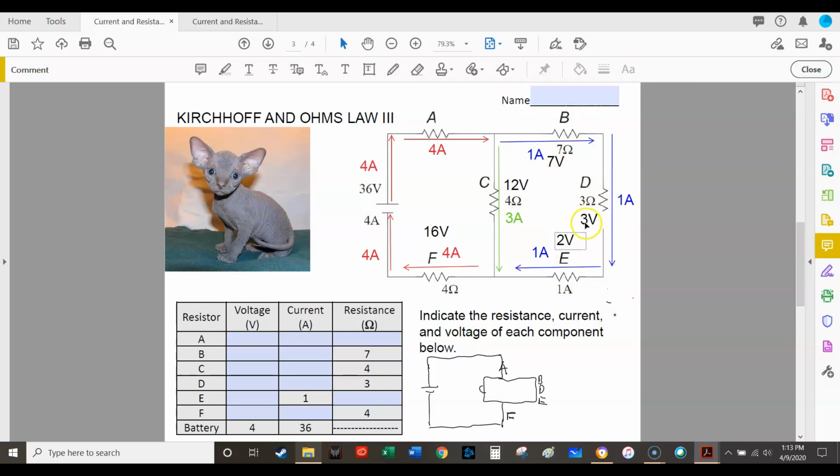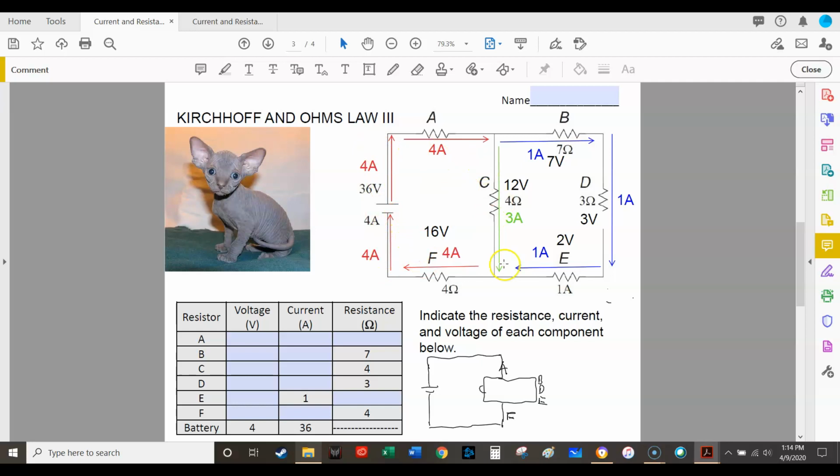Because 7 plus 3 plus 2 is equal to 12, and that's in parallel with this. Okay? And I'll fill in this in a second. I need to find the voltage here, and we know the voltage here. So 36 volts is leaving. 36 volts is what the battery's producing.